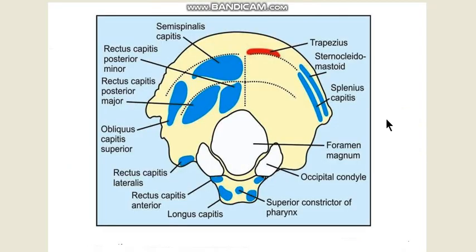Now if you look at this diagram of the occipital bone from osteology, again you can recap that at the superior nuchal line medially you have trapezius, laterally sternocleidomastoid, splenius capitis, and still outside and below longissimus capitis. Between superior and inferior nuchal lines, medially semispinalis capitis, laterally superior oblique. Below the inferior nuchal line, medially rectus capitis posterior minor, laterally rectus capitis posterior major.